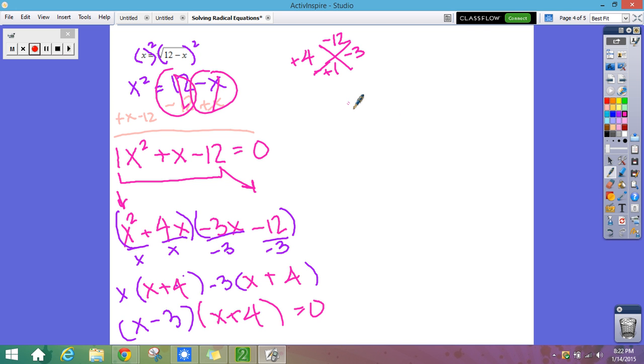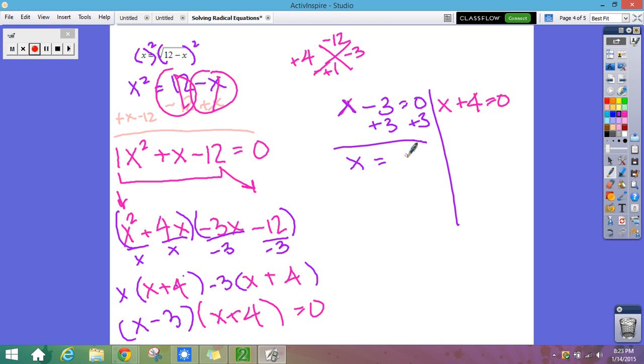This is the part where we solve. We factored, now we solve. So we have x minus 3 equals 0, and we have our x plus 4 equals 0. We could pretty much tell what those solutions are by looking at it. There's your algebra in case you need help with that. So my first solution is x equals 3. My second solution is going to be x equals a negative 4.